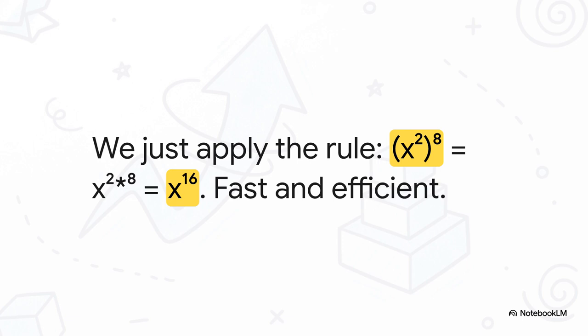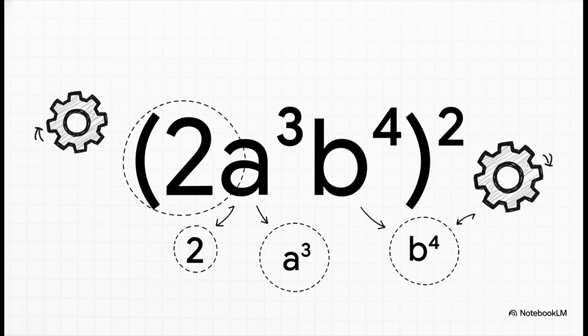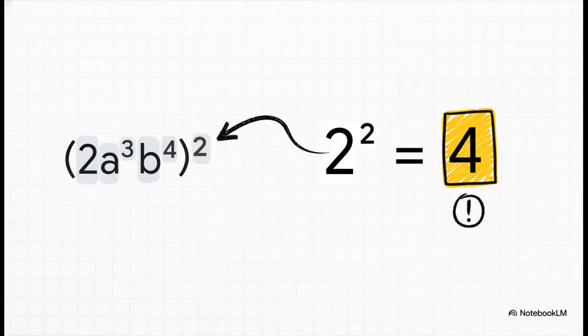See? Super direct. Okay, ready for one with a few more moving parts? This one has a coefficient, that's the number in front, and 2 different variables. The trick here is simple. That exponent on the outside applies to every single piece on the inside. Let's do it step by step. First up, let's take care of that coefficient, the 2. The exponent on the outside applies to it just like everything else. So we have 2 to the 2nd power, which is just 2 times 2, and that's 4.